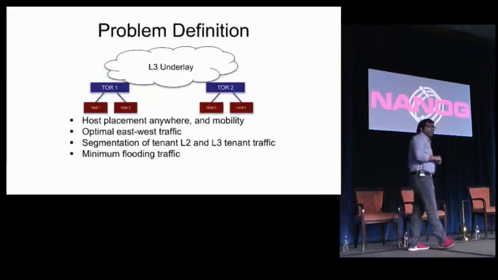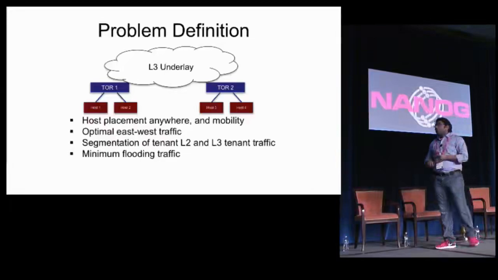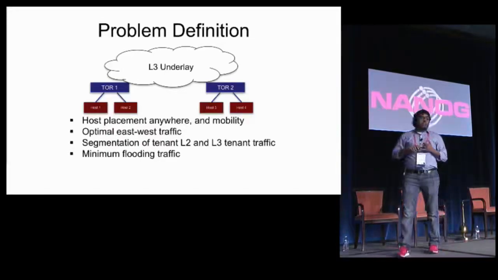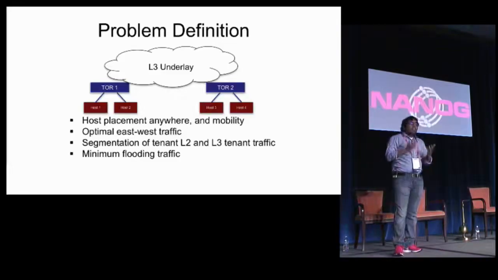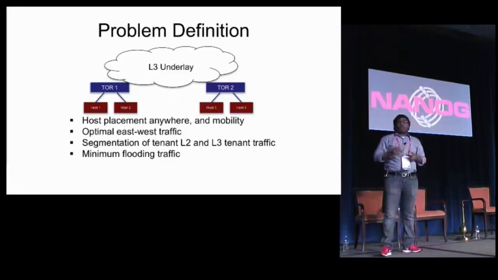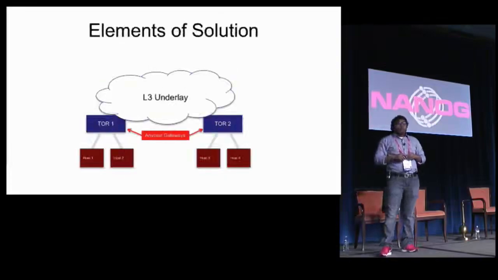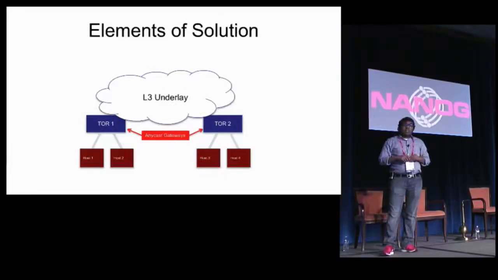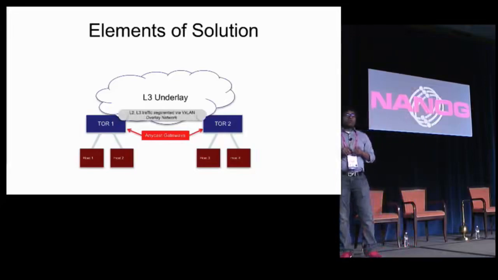So what do we have? The problem here is you need host mobility. You also need optimal east to west traffic. At the same time, you do not want flooding in your network. How can you prevent that? Here, you come up with the solution of anycast gateways, in fact, distributed anycast gateways, which can take care of your forwarding or east to west traffic.